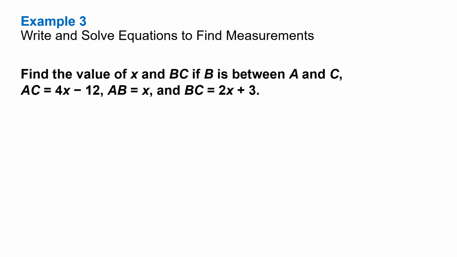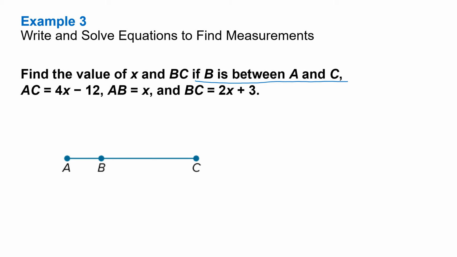So if we look, they tell us that B is between A and C. So I can draw a line segment that looks like this. B is between A and C. Now that I have my line segment drawn, I can go ahead and write in the values for each of the different pieces of my line segment.